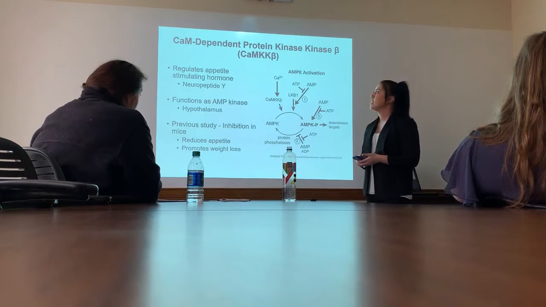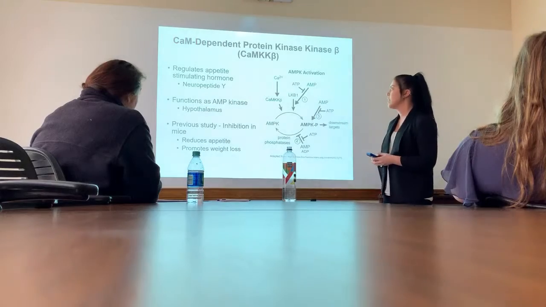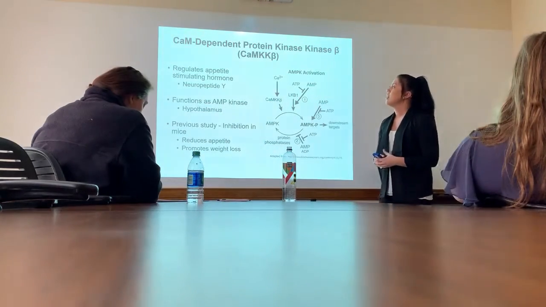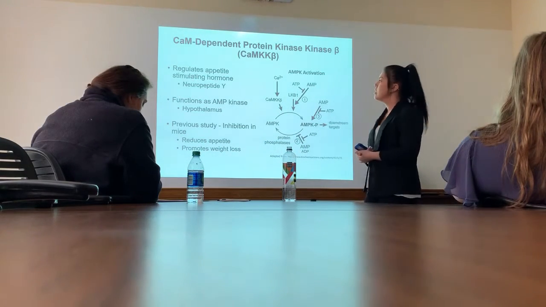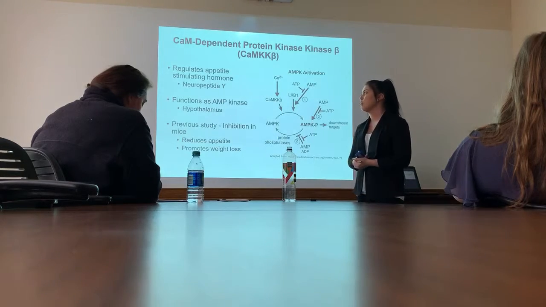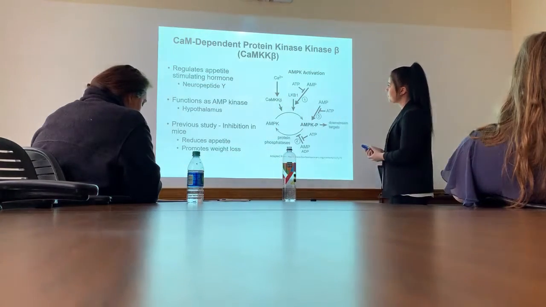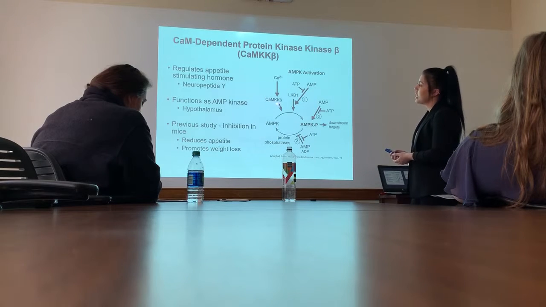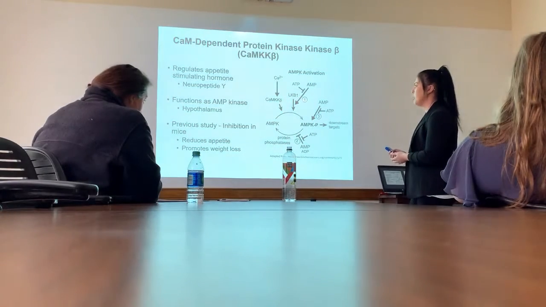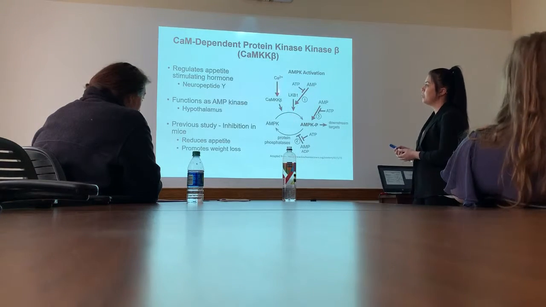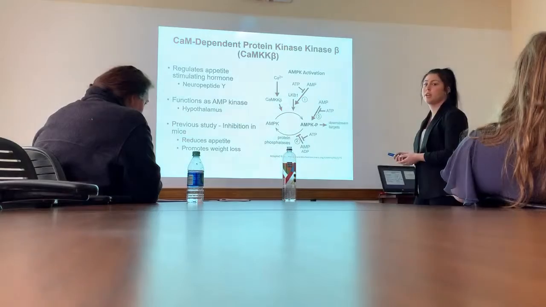Next, what is calmodulin-dependent protein kinase beta, known as CAMKK beta? It regulates the appetite-stimulating hormone, which is known as neuropeptide Y, and it functions as an AMP kinase within the hypothalamus. In this figure, you can see how the CAMKK beta is stimulated by the calcium, and then that would activate and deactivate within the AMPK. You can also see the LKB1 that I mentioned before and how they all come together and how either one of these could end up activating the AMPK.